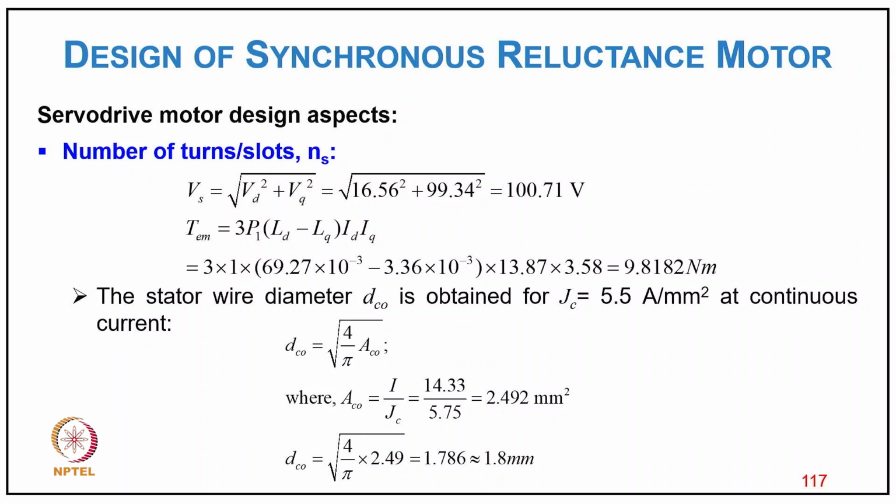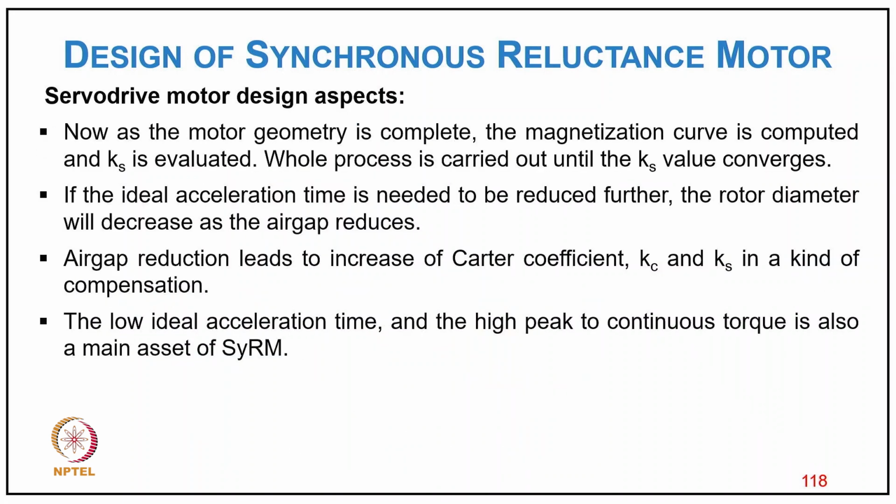9.8182 Newton meter. For the conductor diameter DC0, with JC 5.5 ampere per meter continuous current density, DC0 equal to square root of 4 upon pi AC0, where AC0 is I upon JC, that is 2.492 meter square. So DC0 comes about 1.8 millimeter. Now, as the motor geometry is complete, the magnetization characteristic is computed, and Ks is evaluated. The whole process is carried out until the Ks value converges.